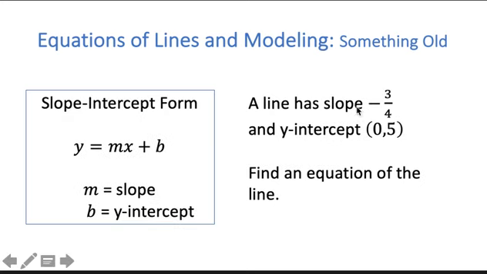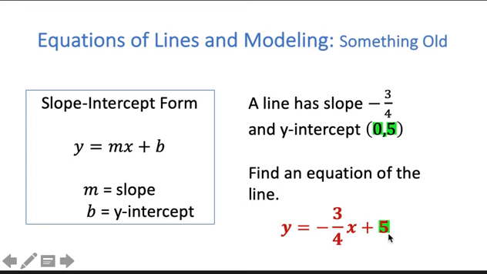The kind of question you're going to see in this section is, a line has a slope of -3/4 and a y-intercept of 0.5. Find an equation of that line. Well, we're going to use slope-intercept form. We know the slope and we know the y-intercept, and we're simply going to plug that into the equation. So the slope m is -3/4 and the y-intercept is 5. Remember, the slope is -3/4, the y-intercept is 5. We just plug those values into the equation.